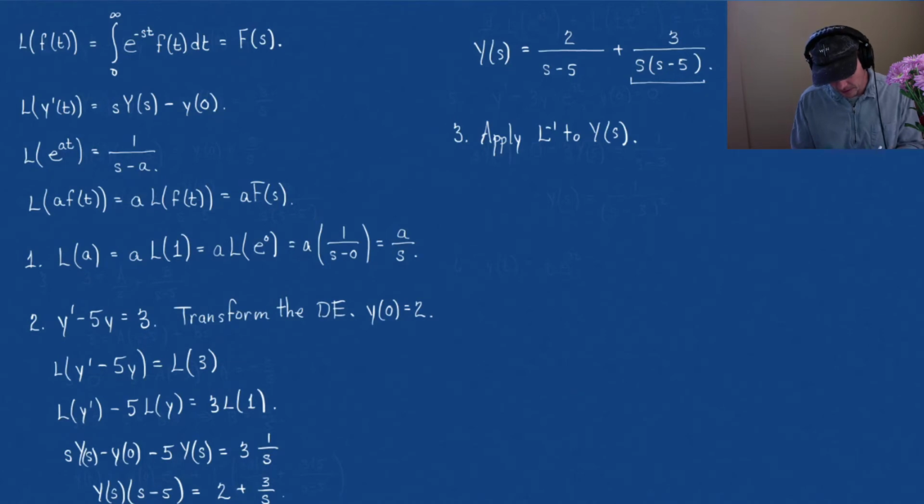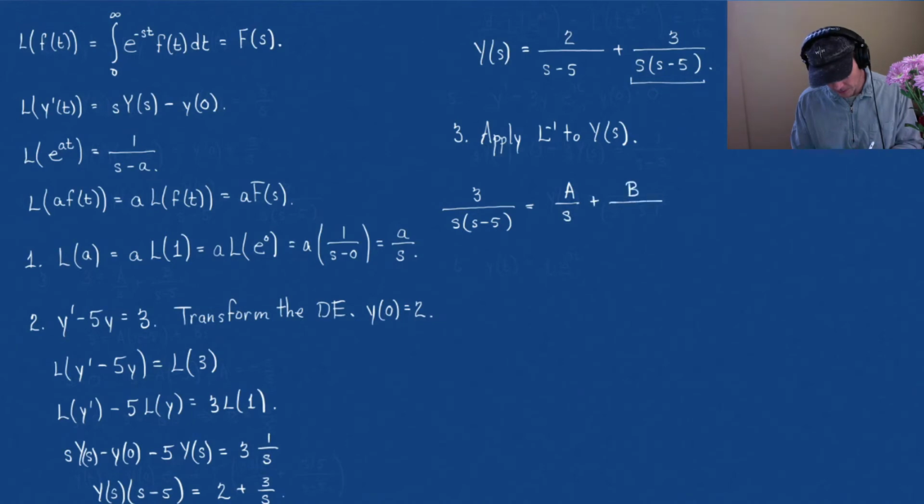So I'm going to write this out. This is 3 over s times s minus 5, and this is equal to, I'm going to write it as A over s plus B over s minus 5. Then I'm going to multiply both sides by the common denominator. So this becomes 3 equals A times, the s's will cancel, so A times s minus 5, plus, the s minus 5's will cancel, so I'm going to have B times s.